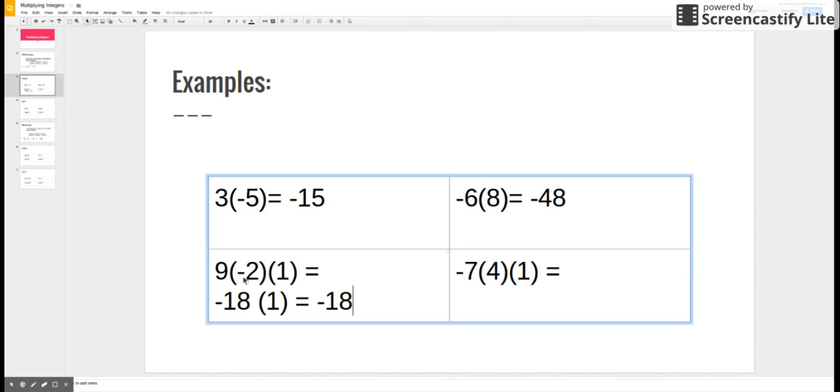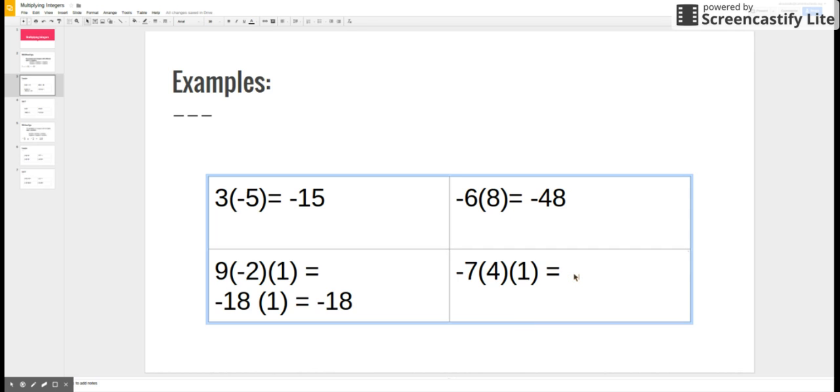All right, so let's try going over this problem again. You have a positive times a negative, negative 18. Then you just drop down that 1. Negative 18 times positive 1 is going to get me negative 18. Negative times positive, always negative.